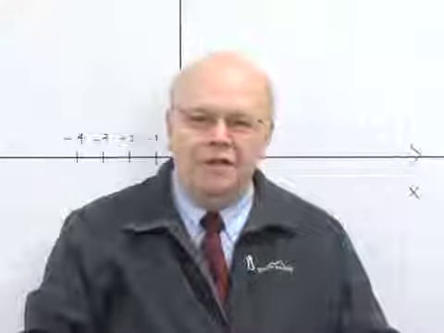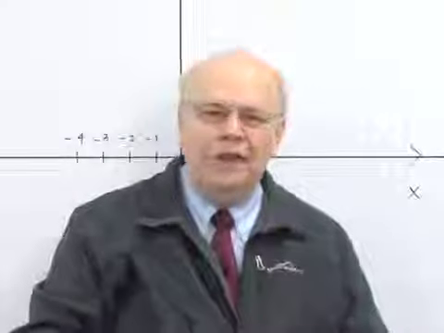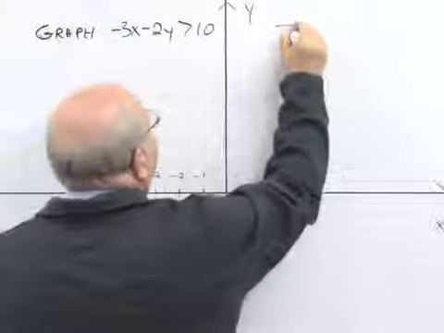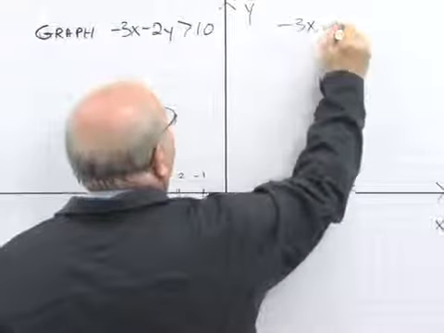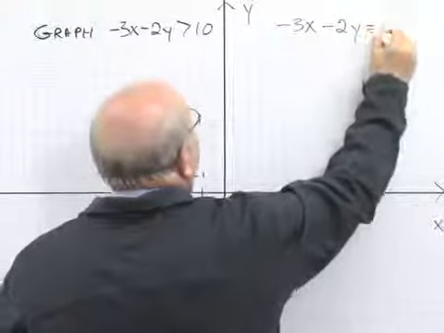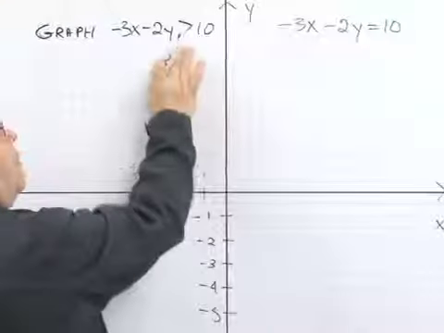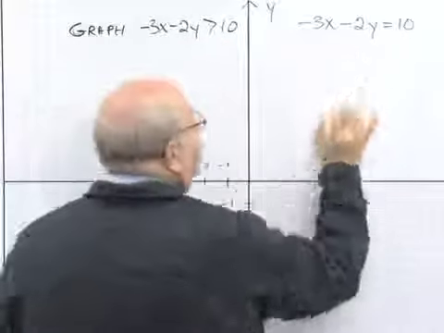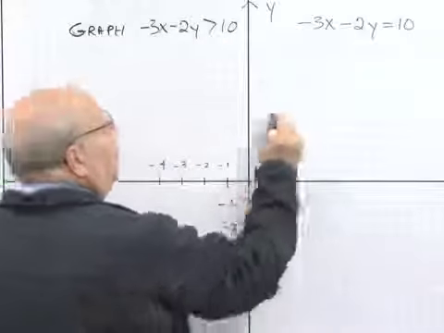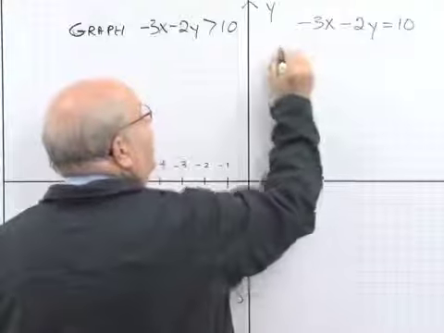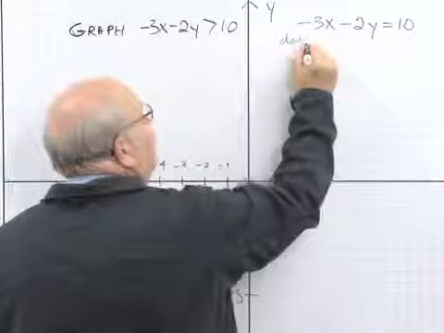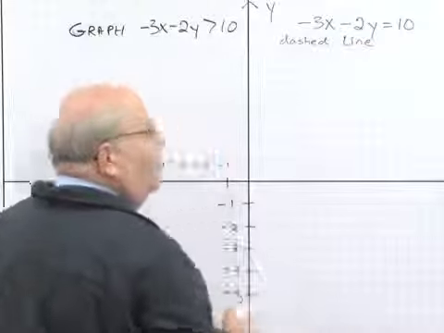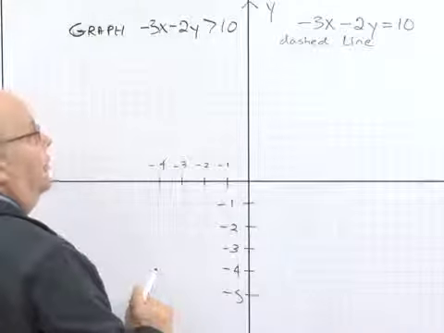Now we're going to graph this inequality. First, we need the boundary line. The boundary line will be minus 3x minus 2y equals 10. Notice that we have replaced the greater than symbol by an equality symbol. Also, we will notice that this boundary line is going to be a dashed line. When we go to draw the boundary line, we won't actually include the line itself.